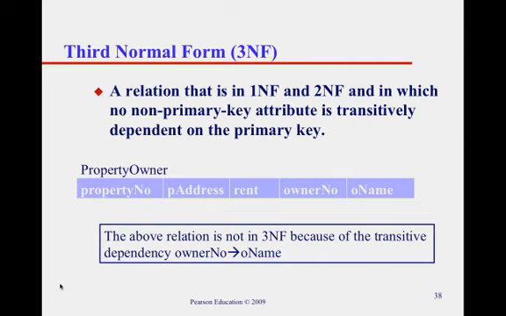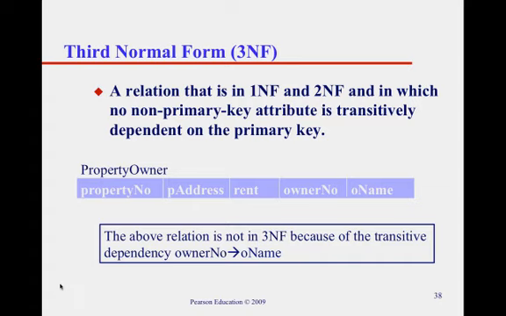So third normal form is a relation that is in first and second normal form, and in which no non-key attribute is transitively dependent on the primary key. So when you're doing your normal forms, every higher normal form says you're in the lower normal forms and some additional constraint holds. So in third normal form, you're in both first and second normal form, and there's no transitive dependency.